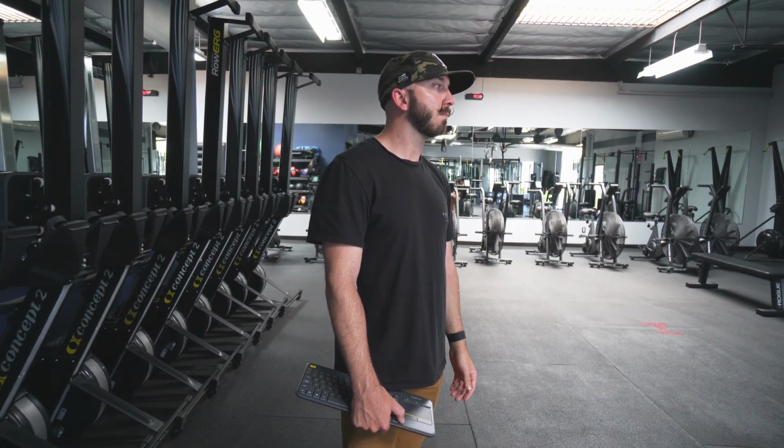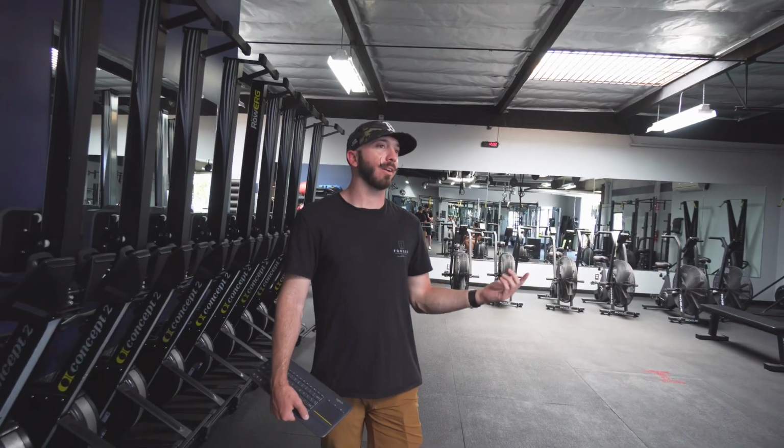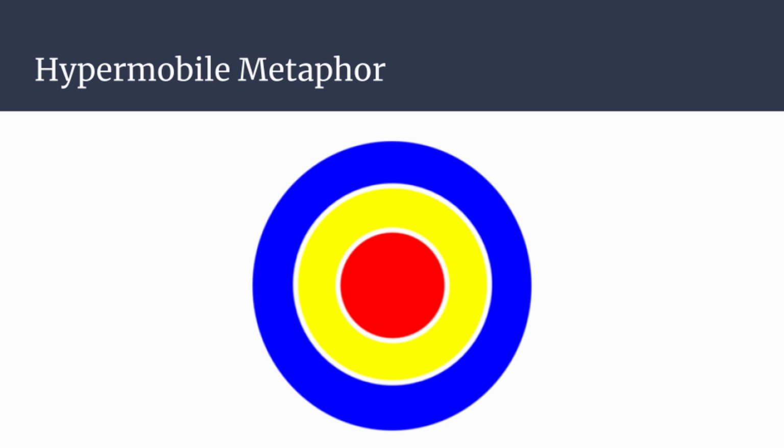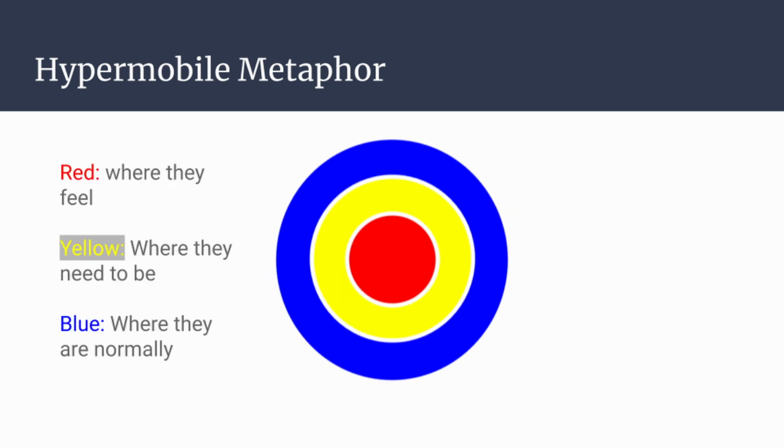Why do they feel tension? Next slide. Okay, here's the metaphor that I use. I use a donut. Basically, this is how they feel. They feel in the red. Think about it as a range of motion. The red is what they feel, the yellow is where they need to be, in the middle, and the blue is what they have.